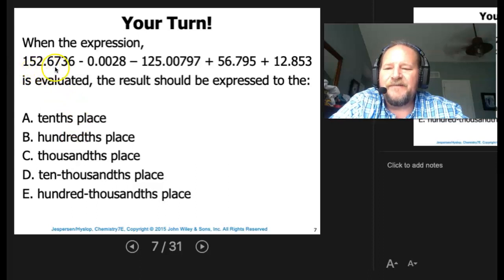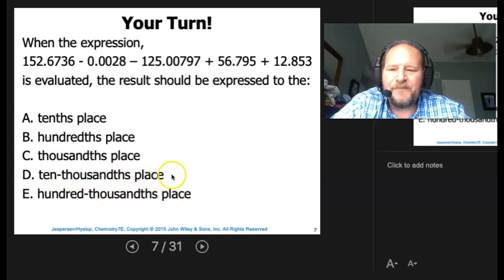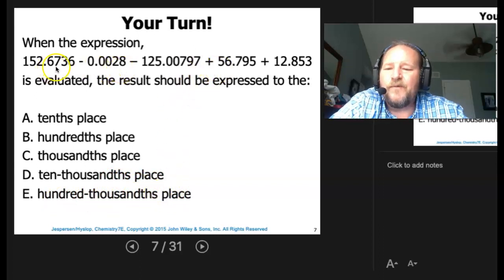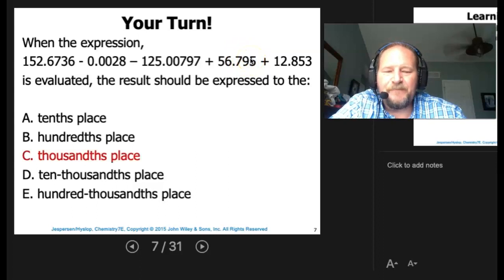All right, different values here, 152, 0.0028. Again, we'll do the calculations here, and will our answer be expressed in the tenths place, hundredths place, thousandths place, 10,000ths place, or 100,000ths place? So here we have 4 decimal places, 4, 5, and 3. So we'll get the thousandths place. So we have tenths, hundredths, thousandths place. So that would be C.